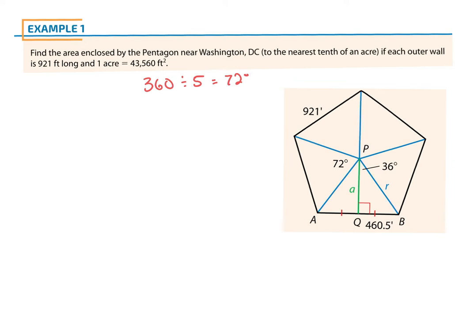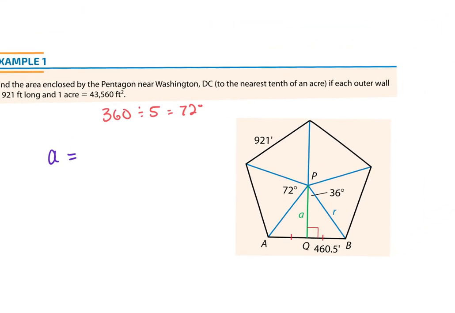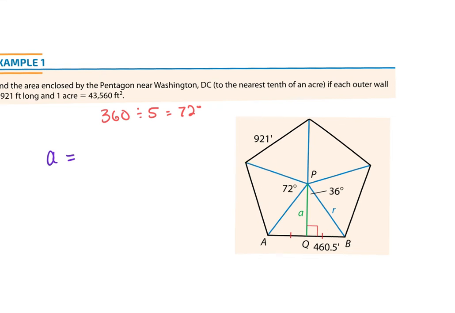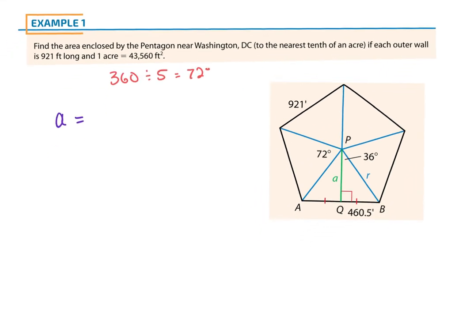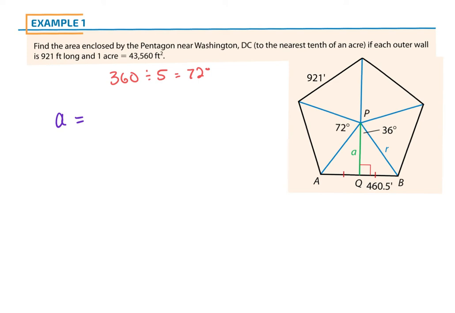All right, so to find my apothem, I start with half of one of my sides, which is 921 divided by 2. When they did half of the side, they got 460.5. So my apothem is going to be that half, 460.5, divided by the tangent of half of that angle. Half of this angle is 36. Tangent of 36 degrees. All right.